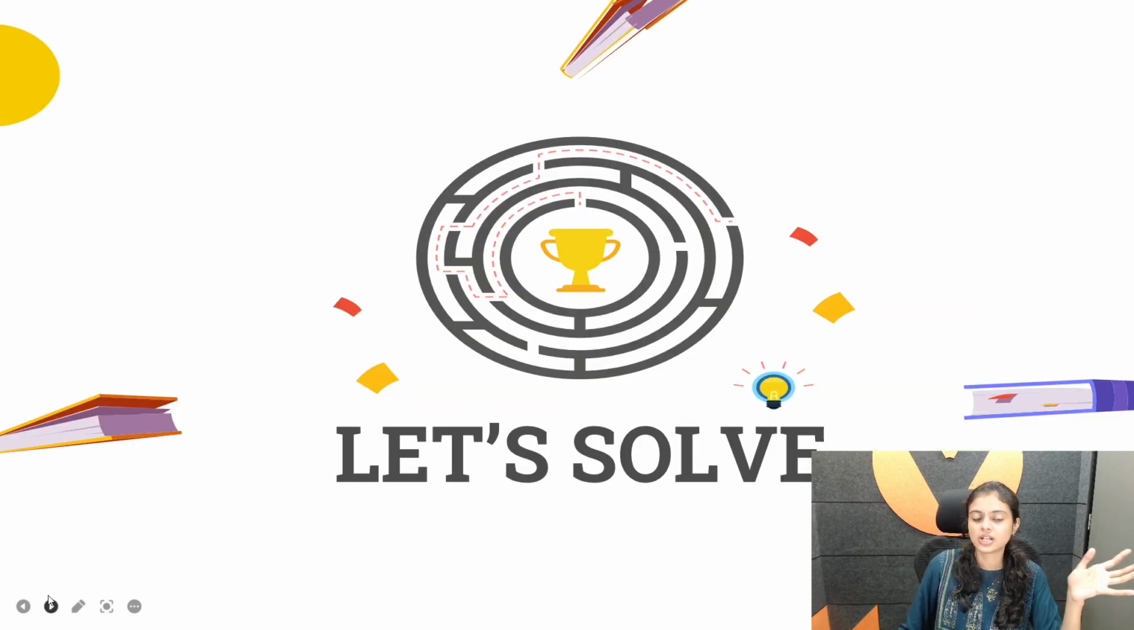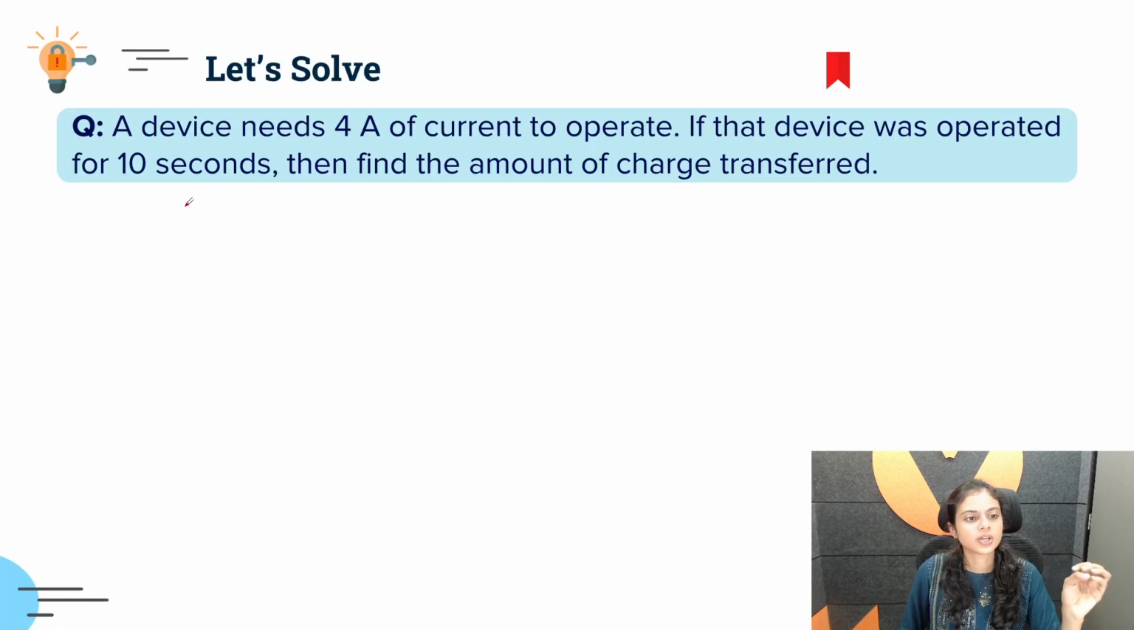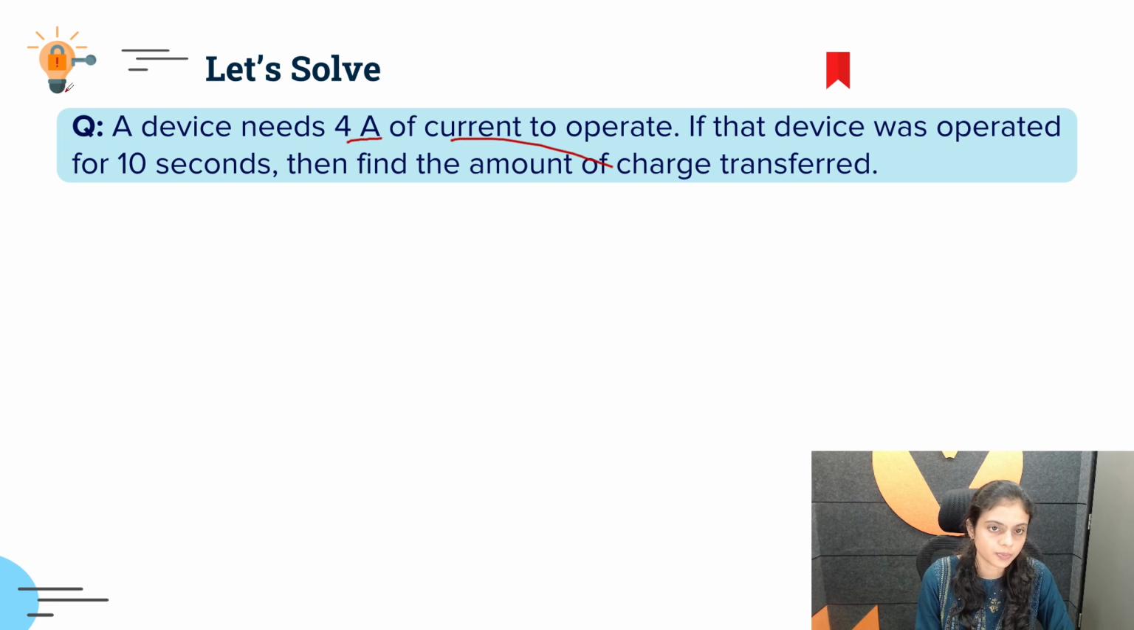Okay, let's solve. So we have a problem session now. Let's solve. It will be interesting. Okay, first let us solve this problem. A device needs 4 ampere of current. While solving a question, you should always read the question correctly first. Then identify the given terms, you must know that. So what is given here? Device needs 4 ampere of current. It means they are giving the quantity I, right? Let me write it down first. Okay, I is equal to 4 ampere.